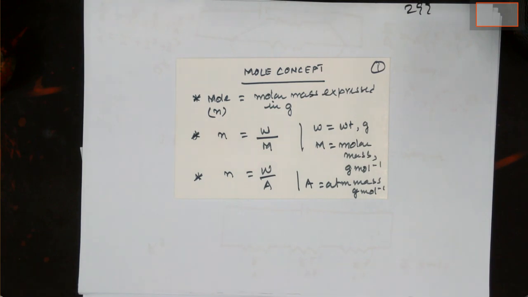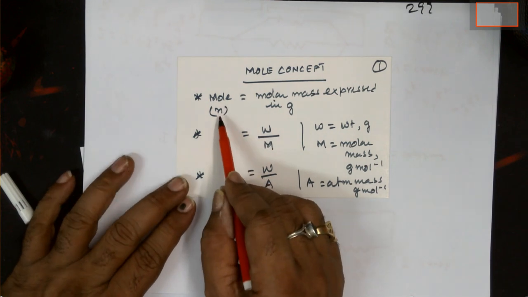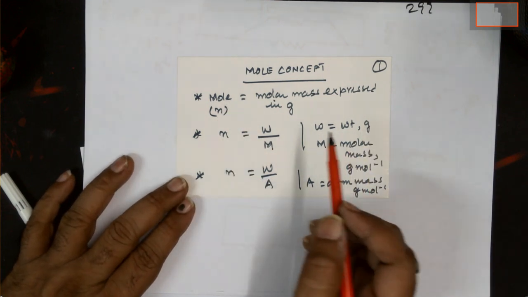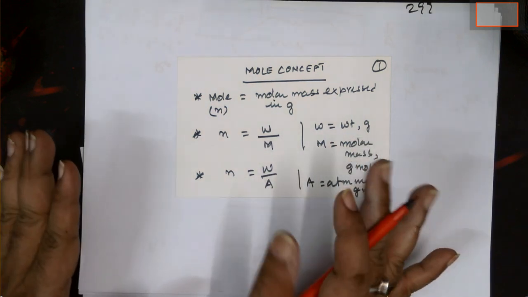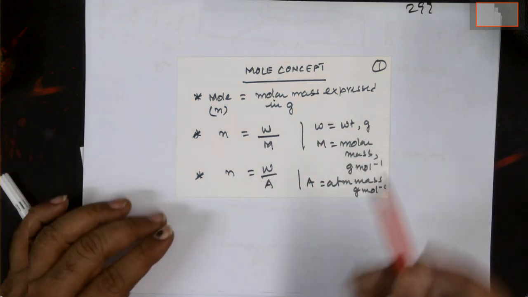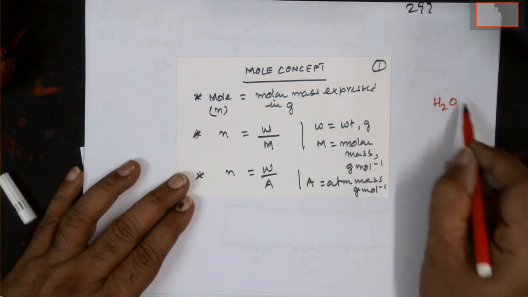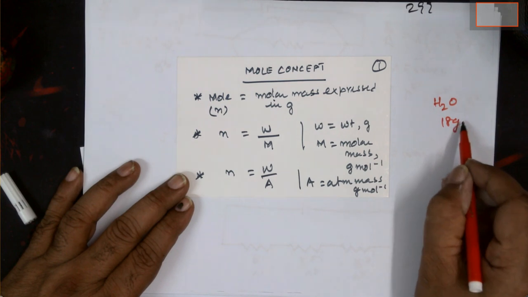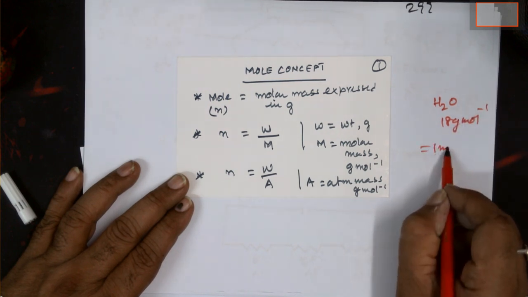Mole concept. Mole is represented by n. Mole is nothing but the molecular weight expressed in gram. For example, the molecular weight of water, H2O, is 18 gram, meaning 18 gram per mole. This is called 1 mole of water.